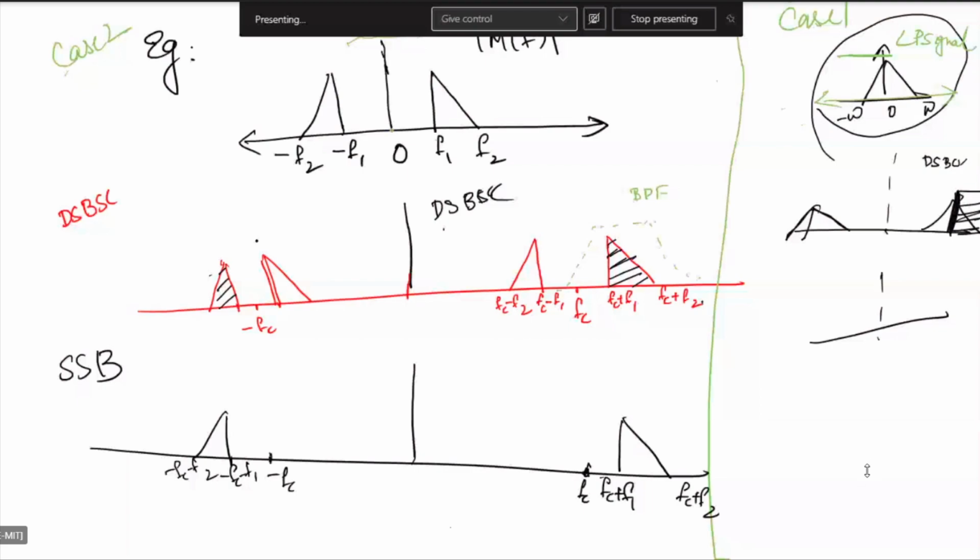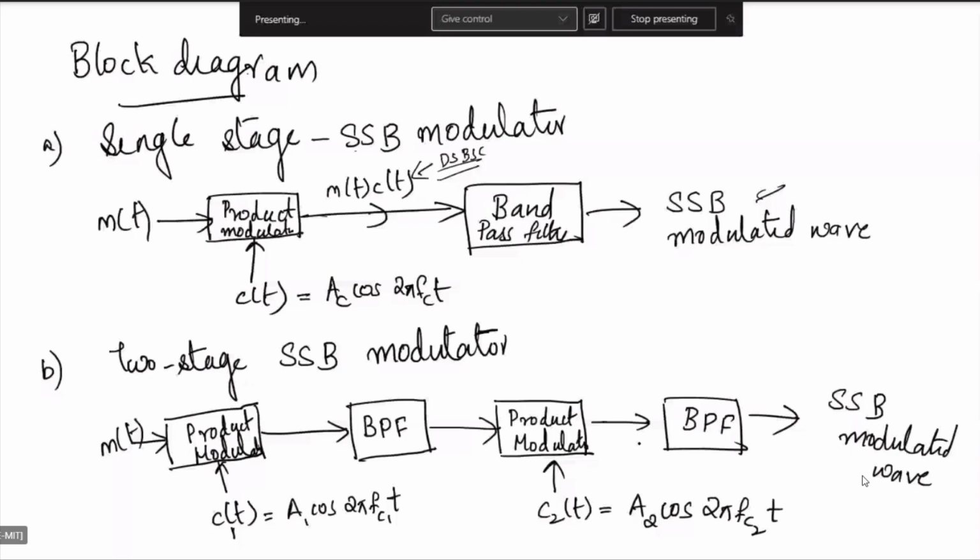If the message signal has a spectrum like that, using this method, I'm not telling that there is no other way. There are ways, but not using the frequency discrimination method. Using the frequency discrimination method, you will not be able to get a proper SSB spectrum. But if the message signal has zero spectral content near the lower frequencies, you have a fair chance of getting the SSB spectrum. You can generate an SSB signal using this block diagram, the frequency discrimination method. Is it clear?